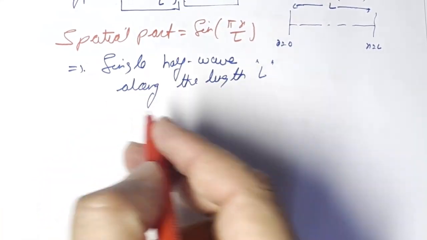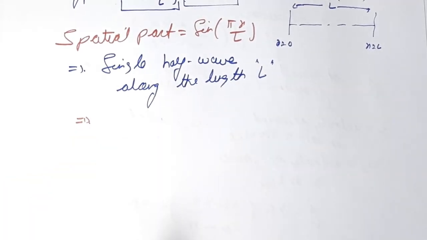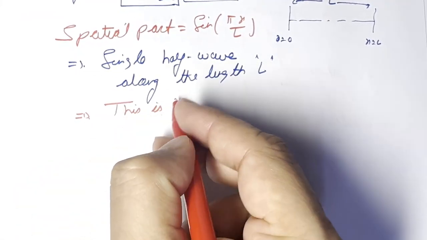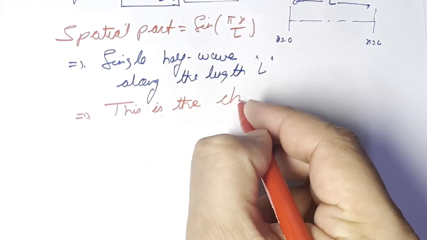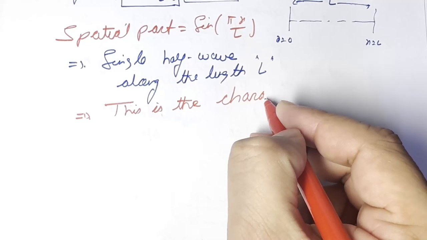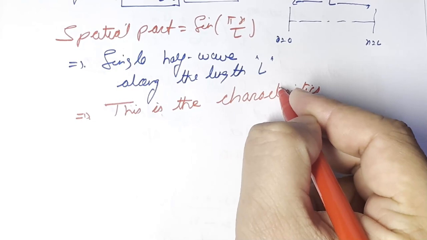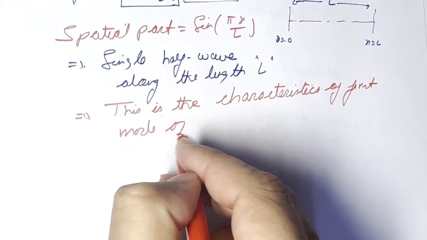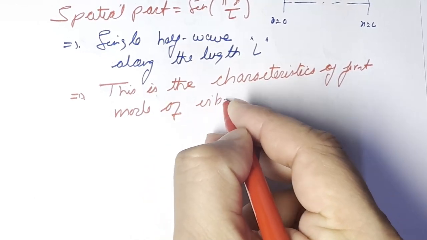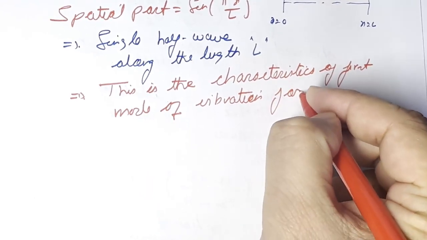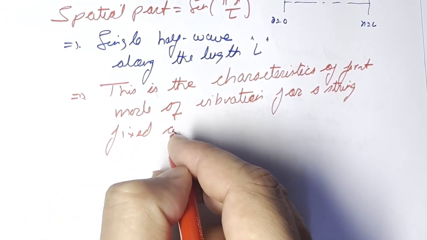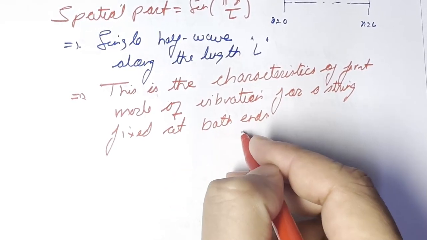So let us first analyze this part. From here we can draw another important conclusion: this single half wave along the length L is the characteristic of the first mode of vibration for a string fixed at both ends.